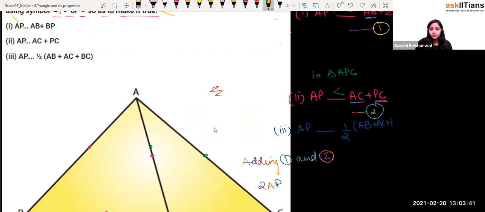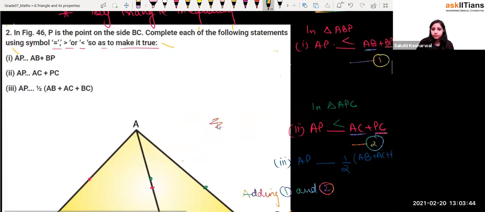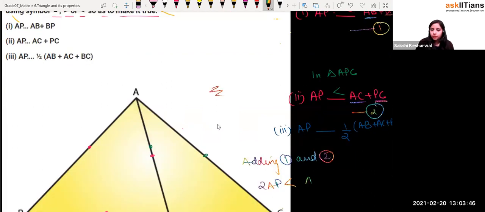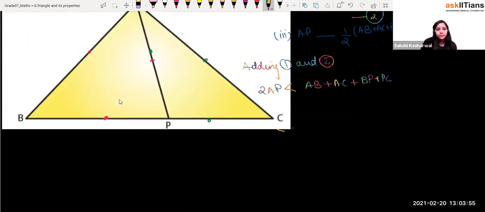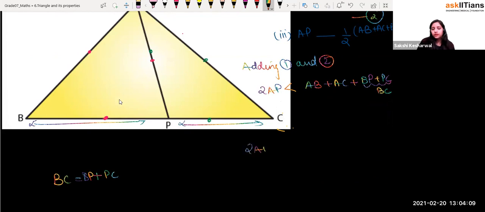Now just see, it's written AB plus AC plus BP plus PC. Give a close observation, beta. Can I write that BC can be written as BP plus PC or not? This length plus this length. So you just add it up. So can I say that this length is equal to BC? So can I say that 2AP is less than AB plus AC plus BC, right or not?